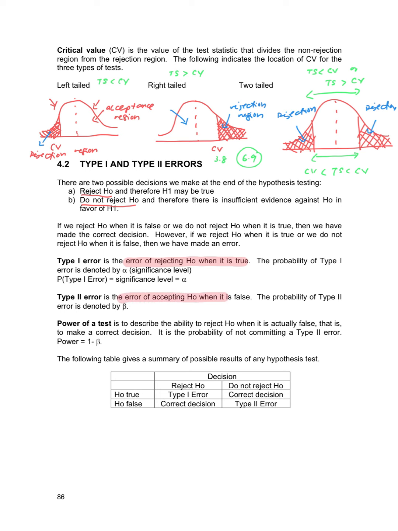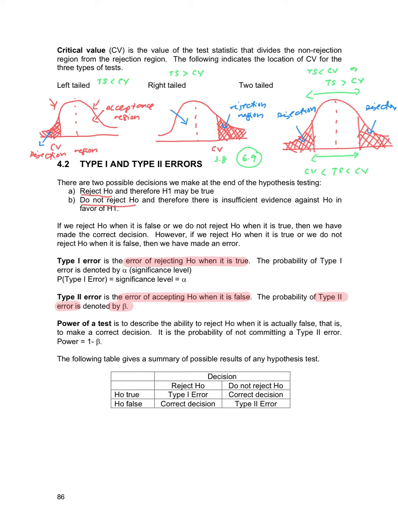Error of accepting H0 when it is false. Dia salah tapi kita accept dia. So that is called type 2 error and it is denoted by beta. Contoh dia macam ni lah. Katakan pesalah tu dia salah, tapi kita tak jatuhkan hukuman. Dia salah tapi kita tak jatuhkan hukuman. Maksudnya kita dah buat keputusan yang salah lah, tersalah buat keputusan, ataupun tersilap jatuhkan hukuman.